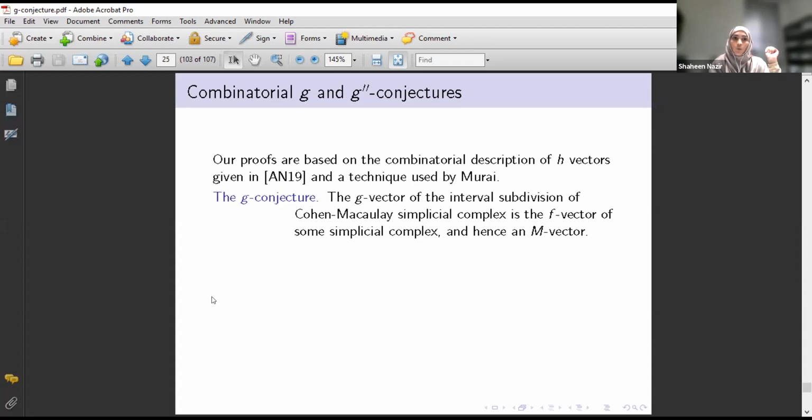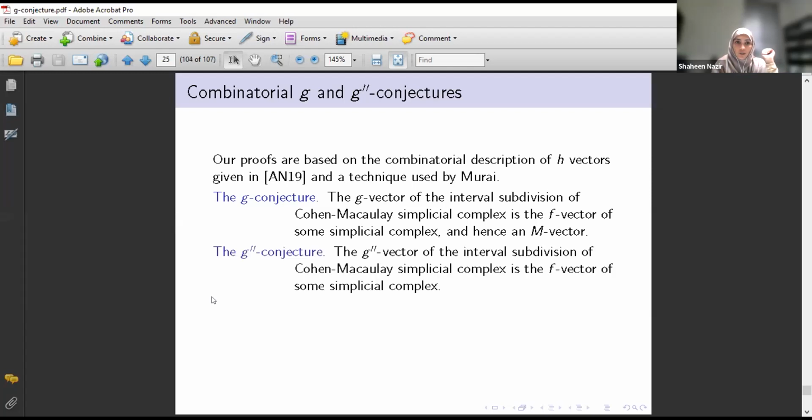And we have even proved this conjecture in a stronger version, which means that we prove that actually the g-vector of the interval subdivision of a Cohen-Macaulay simplicial complex is the f-vector of some simplicial complex, and hence an M-vector. It is enough to show that if it is an f-vector, definitely it will be an M-vector. So this is a stronger condition than being an M-vector.